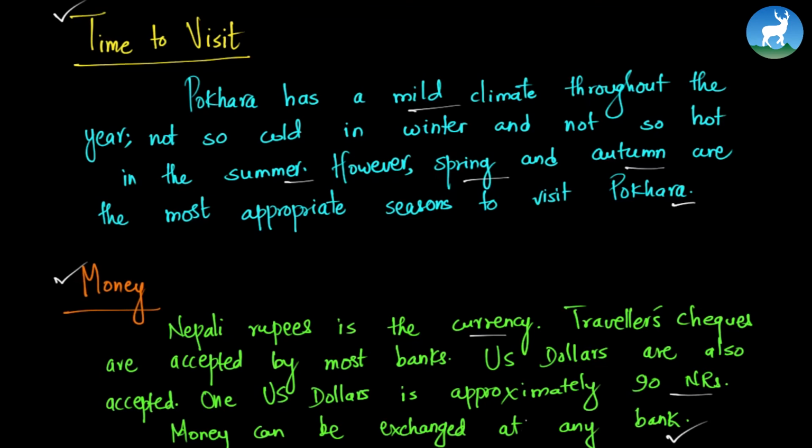First we wrote something called the title, A Visitor's Guide to Pokhara. After that we warmly welcomed the visitors to Pokhara. After that we wrote something called Getting Here, Accommodation, Places to Visit, Time to Visit, and finally Money. These are not the only hard and fast topics, you can include many other topics also, but this is the general format of preparing a leaflet, the way of preparing a leaflet.